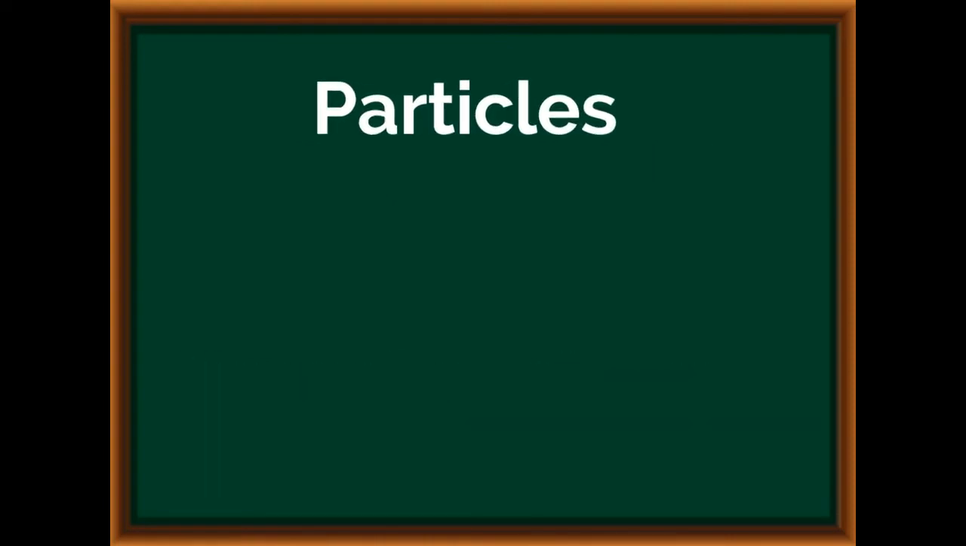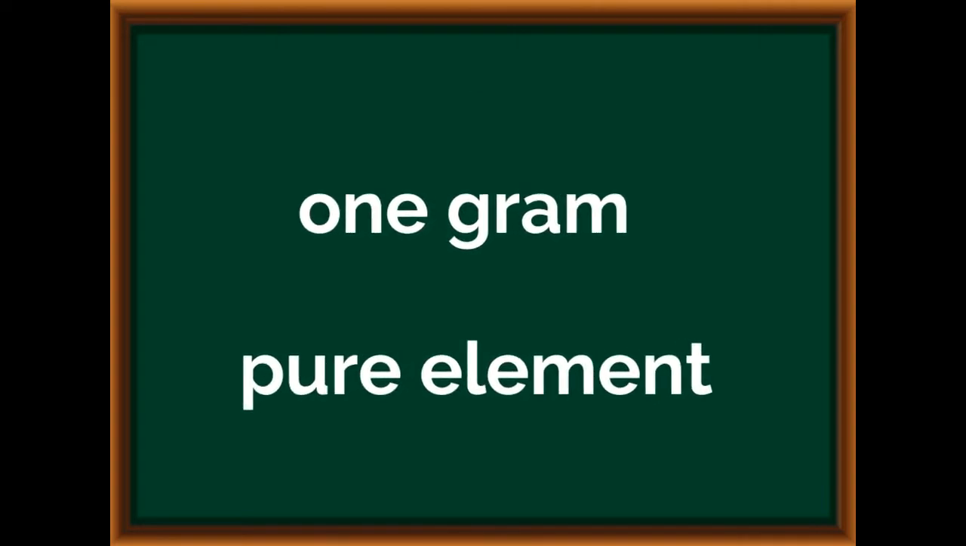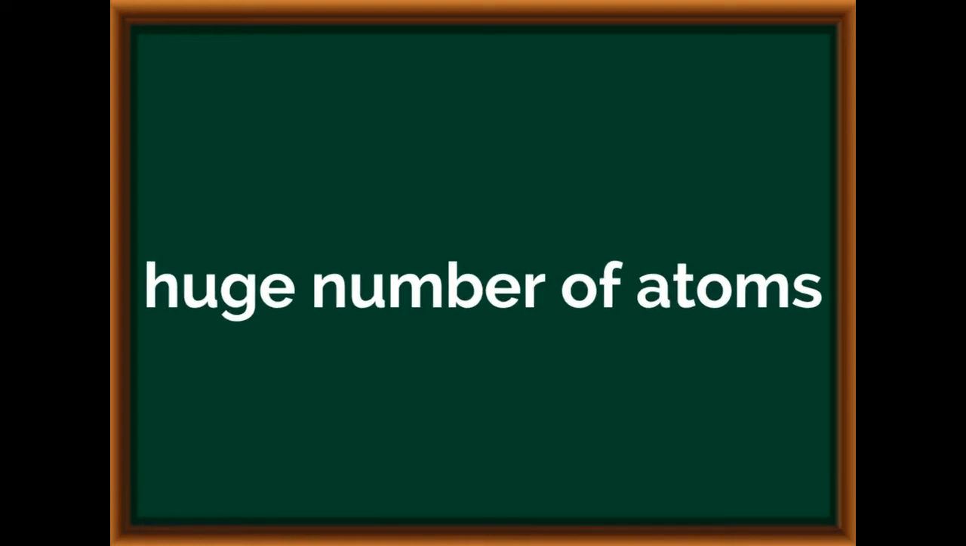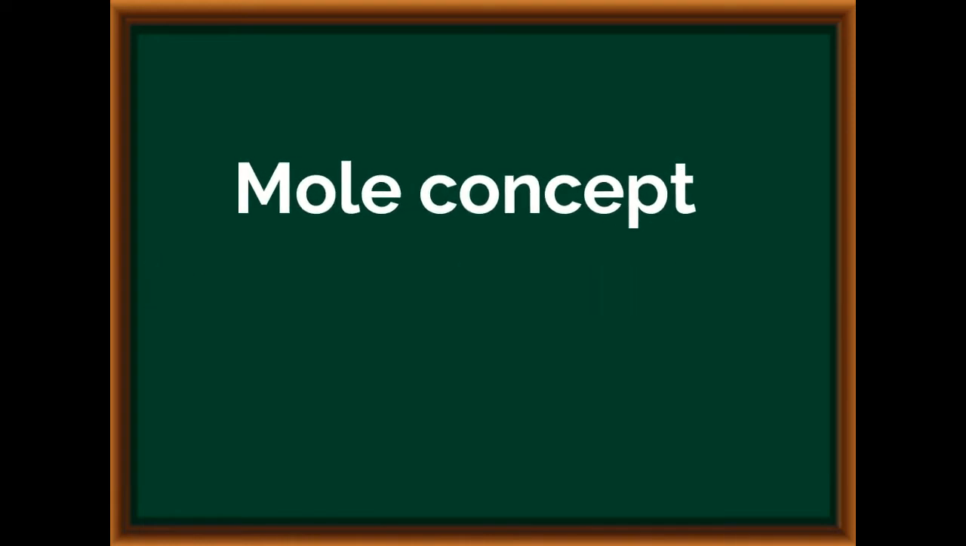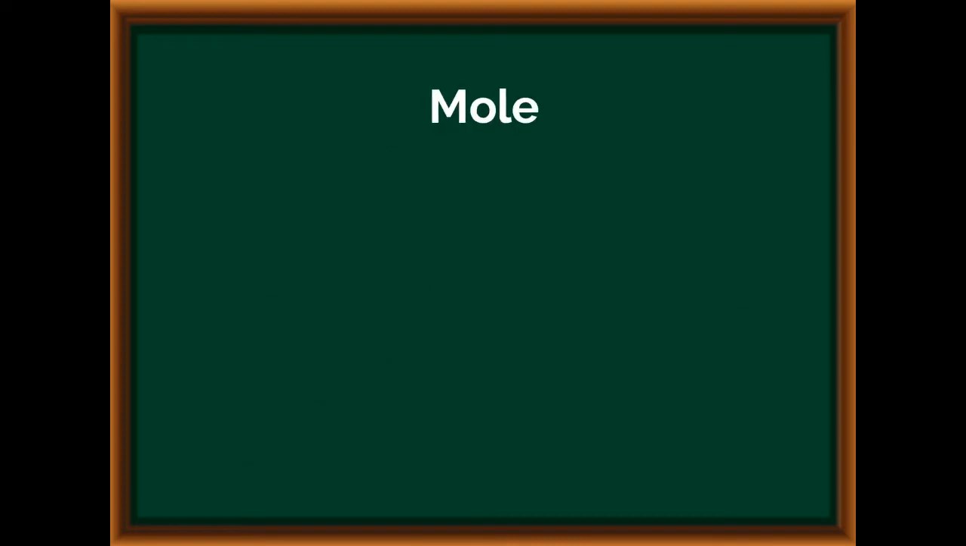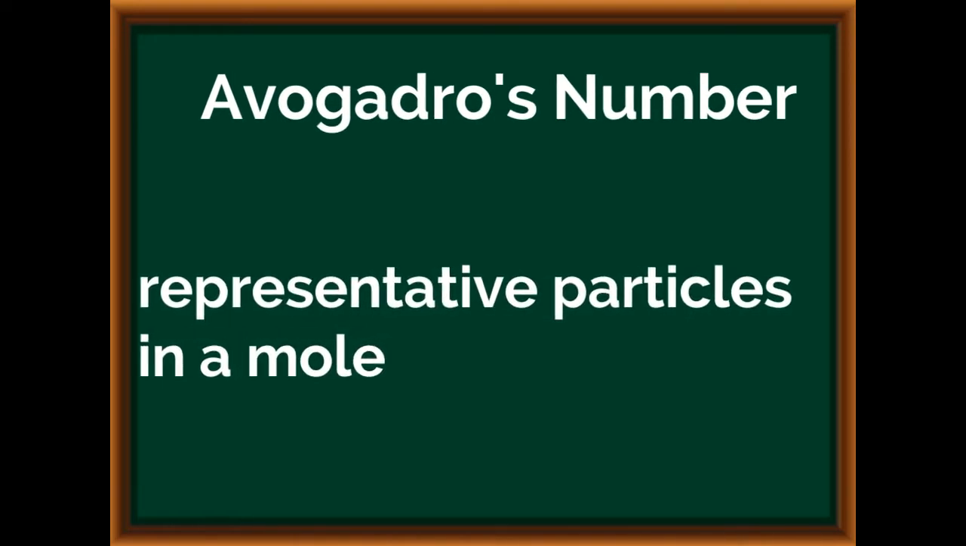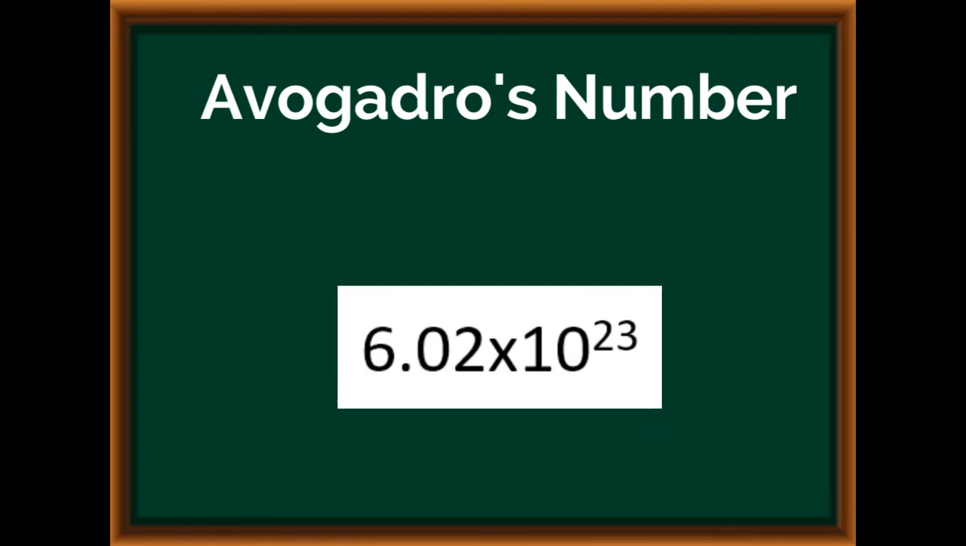The mole concept is a convenient method of expressing the amount of a substance. When dealing with particles at an atomic level, even 1 gram of a pure element is known to contain a huge number of atoms. This is where the mole concept is widely used. It primarily focuses on the unit known as the mole, which is a count of a very large number of particles. Take note, the mole is the SI unit used to measure the amount of substance.